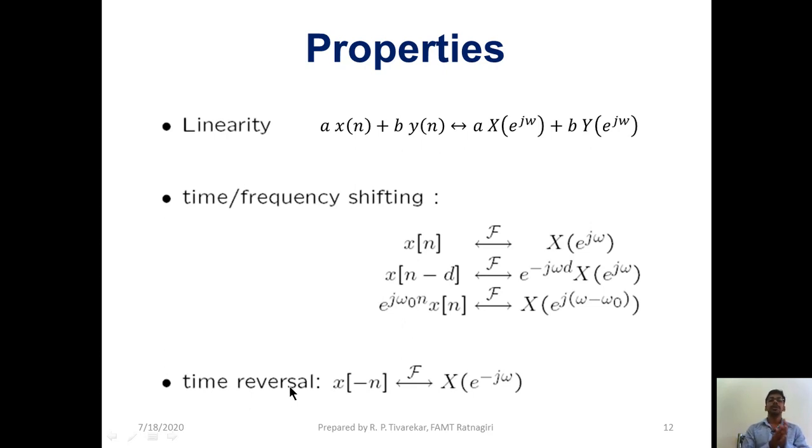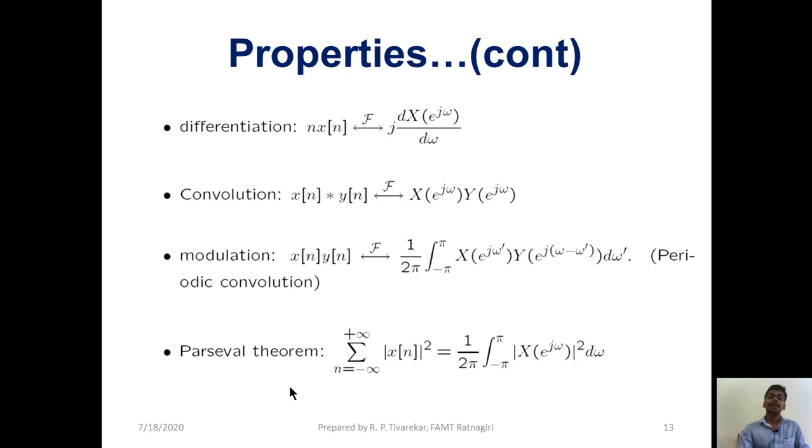The third property is the time reversal property. When we perform time reversal of a time domain signal, the corresponding frequency domain also gets frequency reversed, and that is very obvious. Then the differentiation property says that n x of n, the multiplication of x of n with the time index n, will produce j times the derivative with respect to omega of X of e raised to j omega. Differentiation. As I said, in most, if not almost all transforms, convolution in the time domain is equivalent to multiplication in the frequency domain. Obvious.